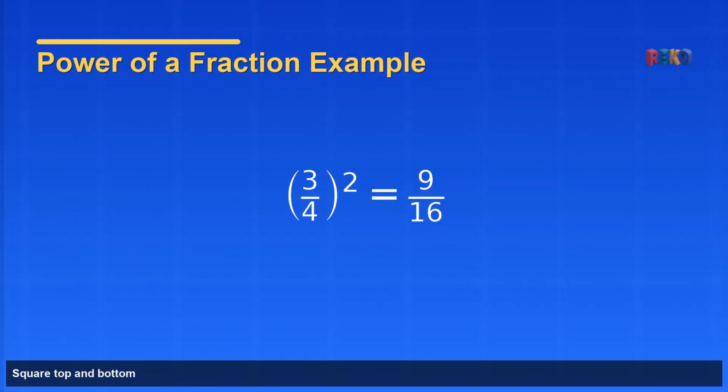When we square a fraction, we square both the top and the bottom. Think of it as multiplying the fraction by itself. So 3/4 times 3/4 gives 9/16. The numerator 3 becomes 3 squared, and the denominator 4 becomes 4 squared. This rule works for any power, cube, fourth power, or even fractional powers. Always apply the index to both parts of the fraction.